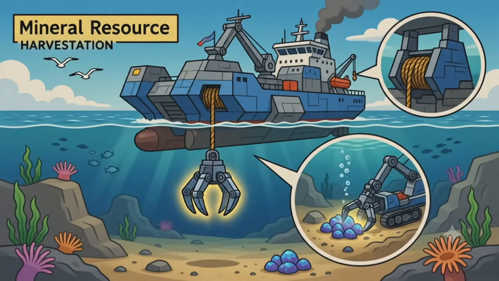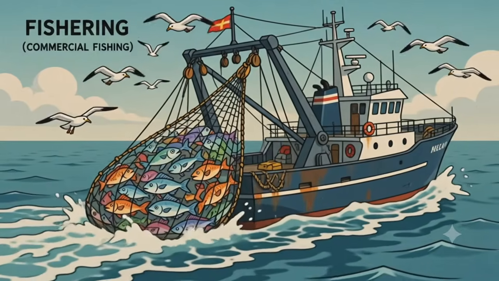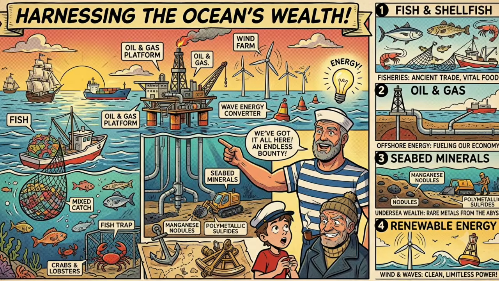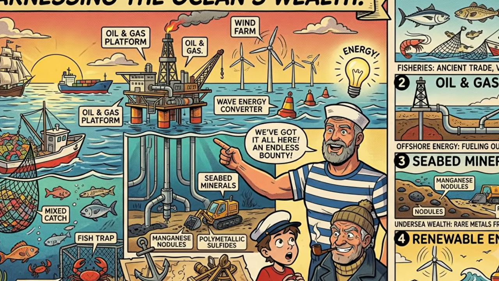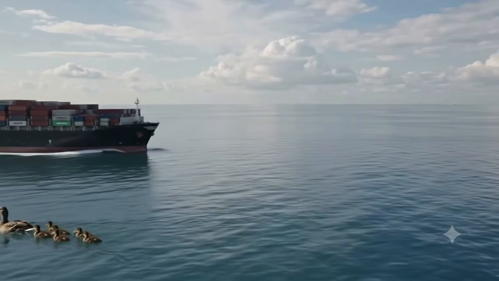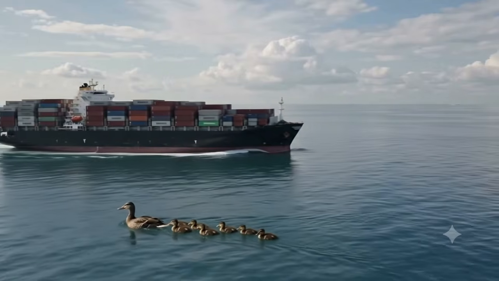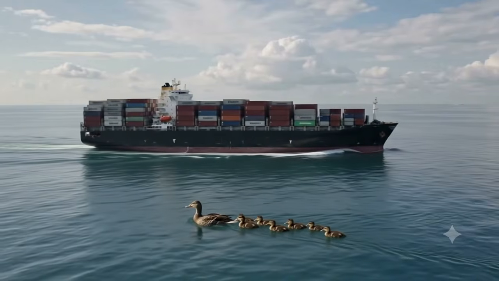So what does that mean? It means the coastal state owns the rights to the fish in the water, the oil beneath the seabed, and the wind above the surface. But other states still enjoy huge freedoms here, like international navigation and flying right over it.